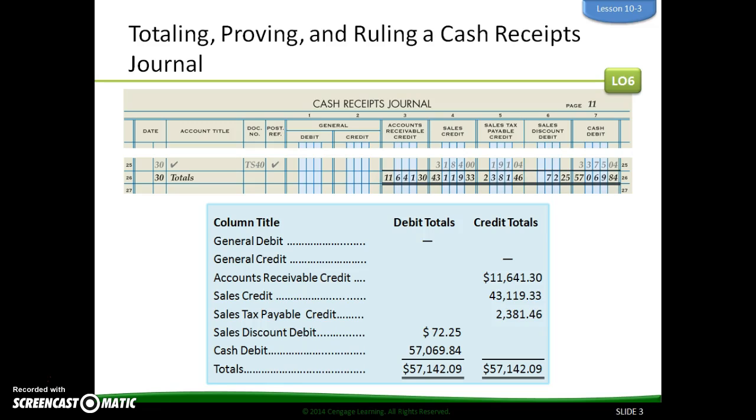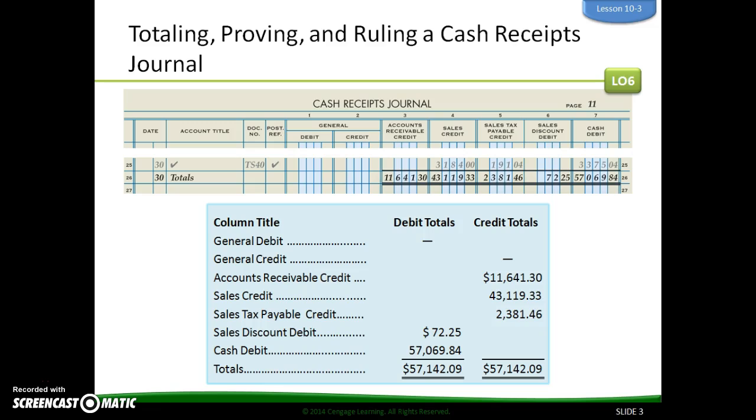Just like we were doing with our cash payments, looking at our cash receipts, we draw that single line, indicating that we know we're going to be totaling information. Then we add up all the information above the line and come up with our totals. Once we prove that everything matches, that's when we put that double rule line at the bottom so that we know that our totals are good before we move forward.